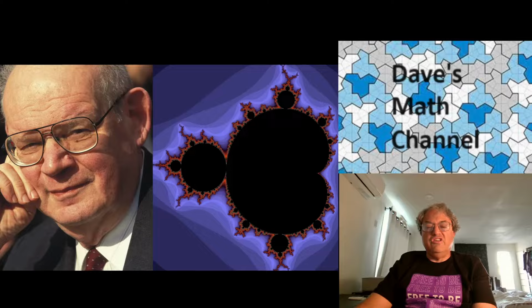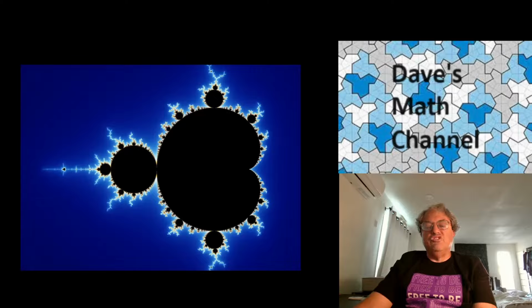It was discovered, I think, in 1984, or no, 1978 by this guy on the left, Benoit Mandelbrot. He was a famous mathematician who studied chaos and fractals, and he discovered the Mandelbrot set, and he even coined the word fractal. And that's him on the left, and the picture next to him is a picture of the Mandelbrot set. Here's a bigger picture.